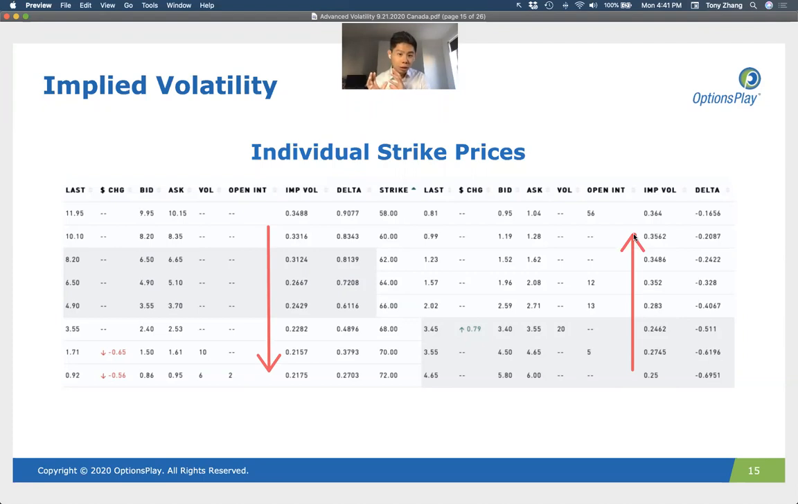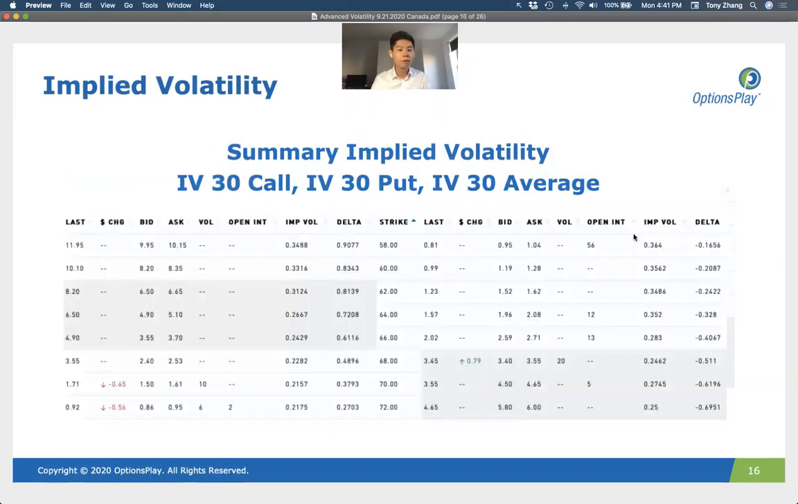So the individual strike price is very powerful to give you a better understanding of the specific option that perhaps you're interested in trading. But keep in mind that when you're trying to determine whether something's cheap or expensive, you might want to look at it from a more holistic perspective. And that's really where summary implied volatility indicators come into play.